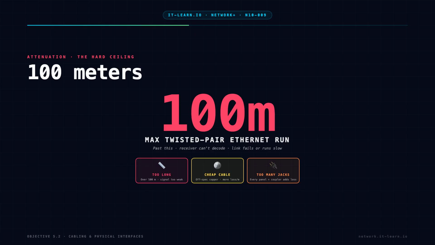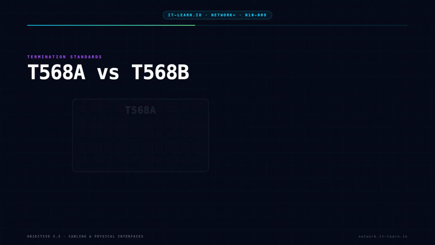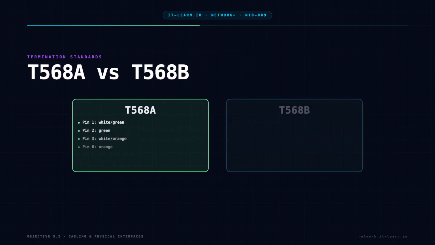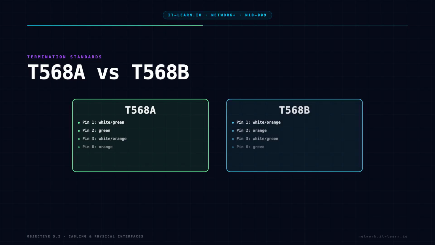Termination. If you crimp an RJ45 wrong, the cable does not work. T568A and T568B are the 2 pinout standards. Both are valid. Both work. The rule is pick one and use the same standard on both ends of the cable. Mix A on one end and B on the other, and you have just built yourself a crossover cable.